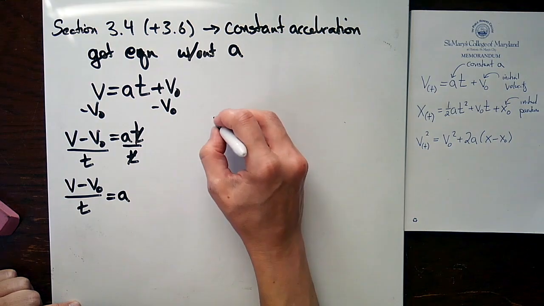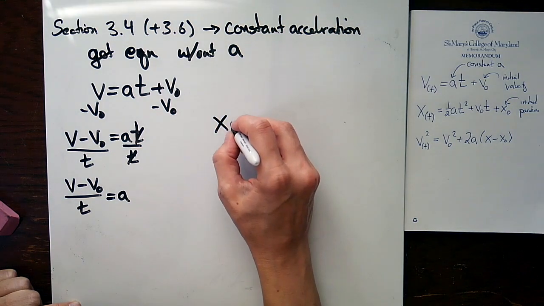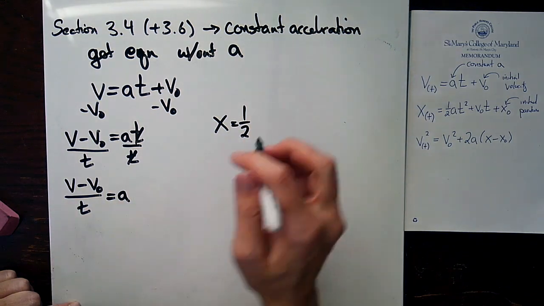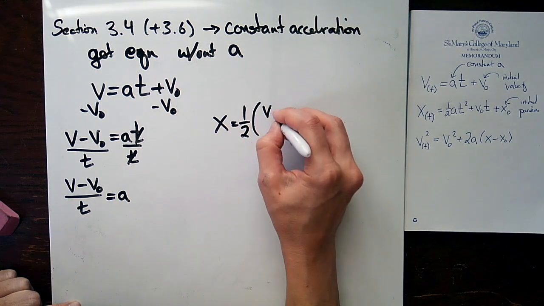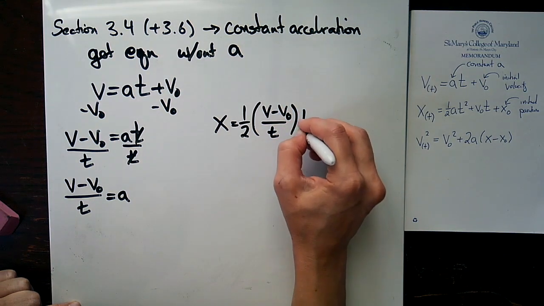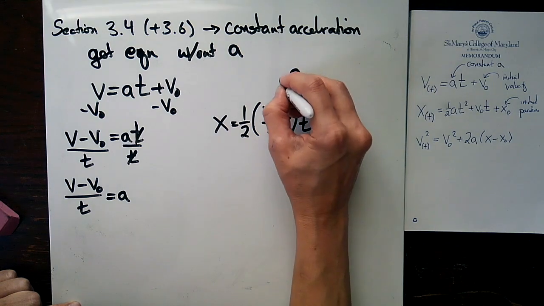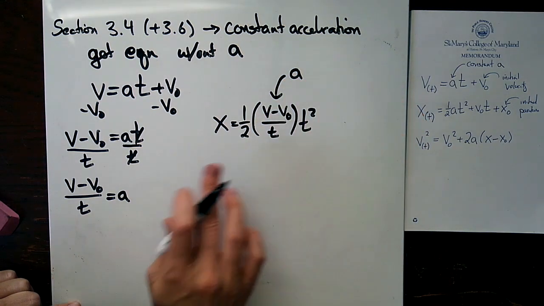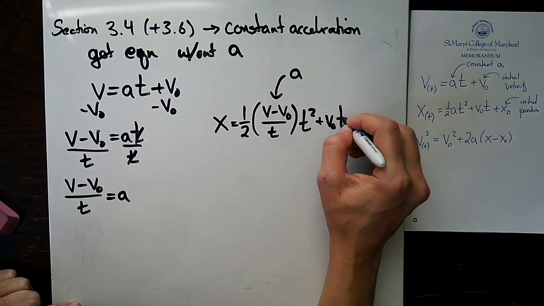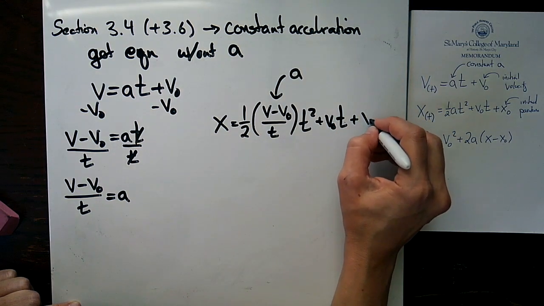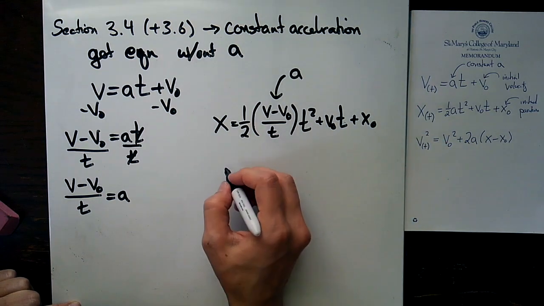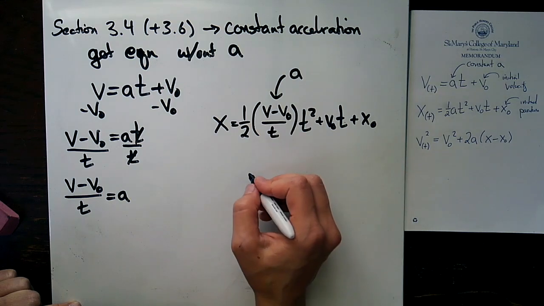So we'll have position is equal to 1/2 acceleration, but we're going to plug in what we know about acceleration. It's v minus v naught over t times t squared. So remember that guy's a right there. We solved for it over here and plugged it in. Plus initial velocity times time plus initial position.